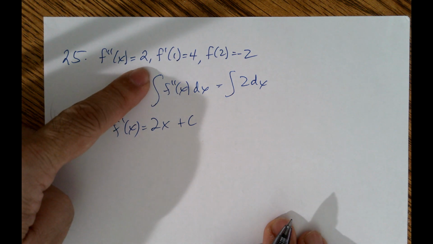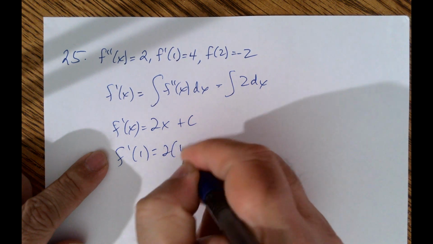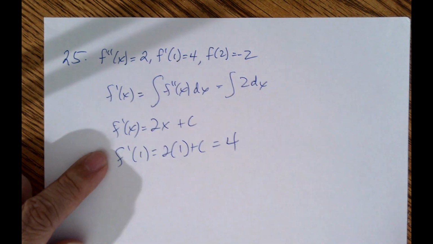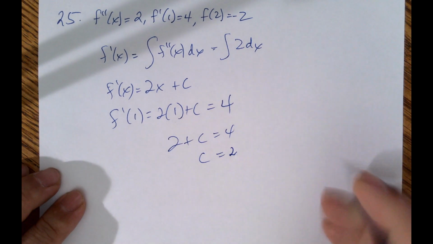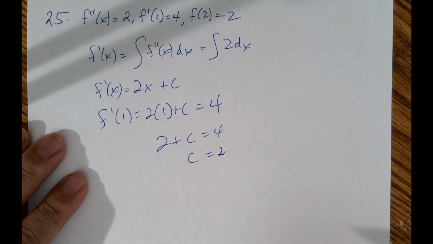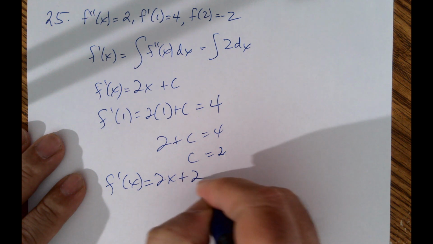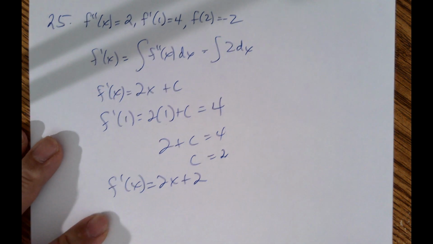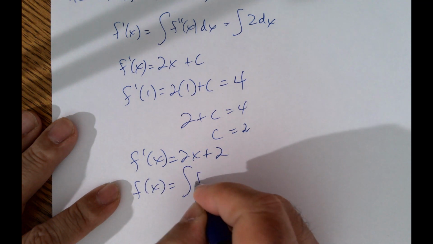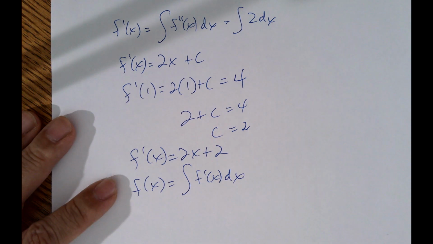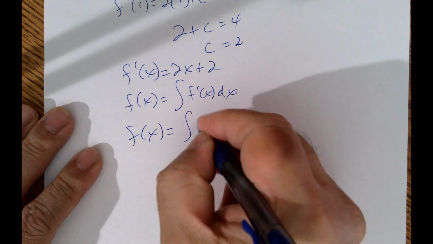We're given f prime of 1 equals 4. So that means I'm going to plug in 1, and that gives me 4. So that's 2 plus c equals 4, and c equals 2. So that means f prime of x equals 2x plus 2. Now, we're going to use this information to get f of x. So f of x is the integral of f prime of x, and we just found f prime of x is 2x plus 2. So f of x equals the integral of 2x plus 2.